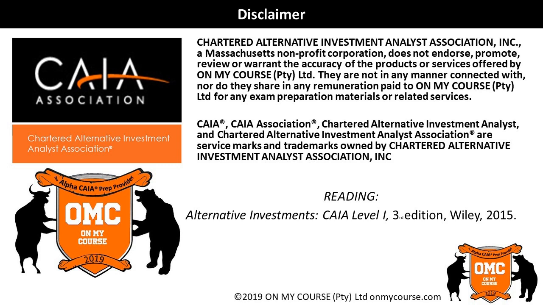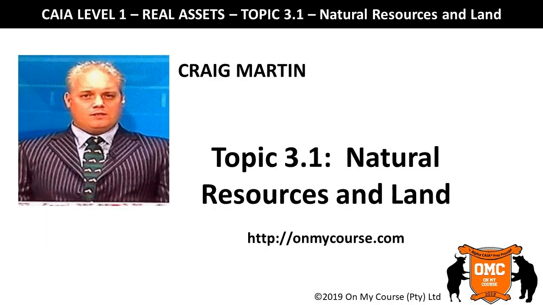Information in topic 3.1 is from chapter 10 of the CAIA Alternative Investments textbook, which deals with natural resources and land. It is the start of topic 3, which deals with real assets, and we're going to basically just be looking at natural resources and land at this stage. You'll immediately appreciate why natural resources and land is an alternative investment. It's rather illiquid, and doesn't have any correlation to traditional investments like stocks and bonds.